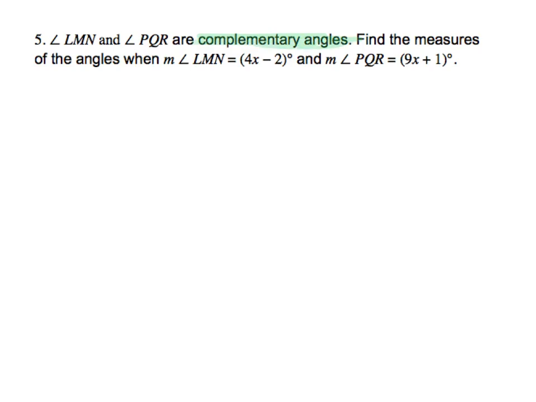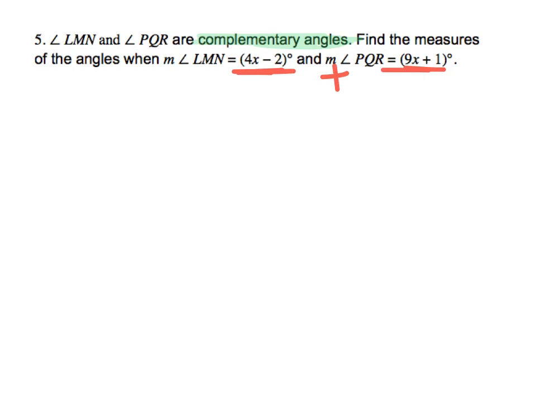That right now should be telling you ding, ding, ding. They should add up to 90 degrees. And it says find the measure of the angles when the measure of LMN equals 4x minus 2 and PQR equals 9x plus 1. Well, those are our two angles that we were given, and I know that they're complementary, so I know that my two angles, when I add them together, are going to equal 90 degrees.